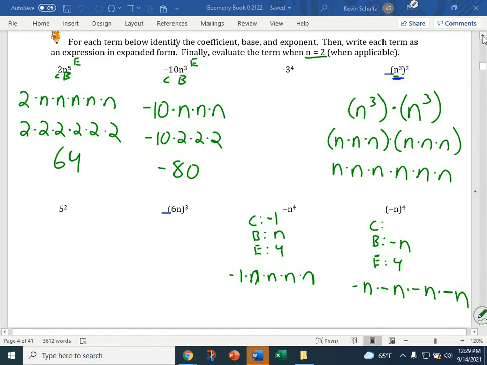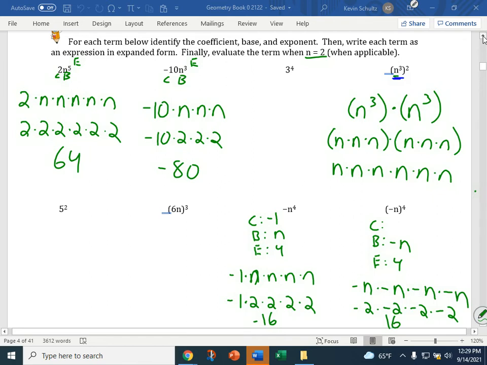Why that matters is because if we're testing these with n being 2, -1 times 2 times 2 times 2 times 2 is what? -16. However, over here, plug in 2 for n, -2 times -2 times -2 times -2 is what? +16. Okay? Big difference.